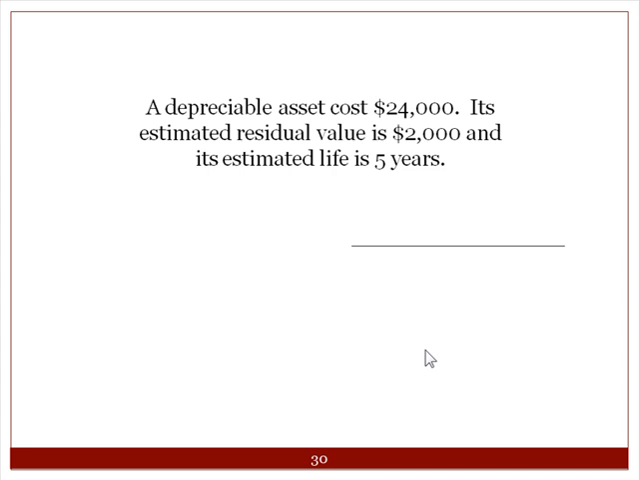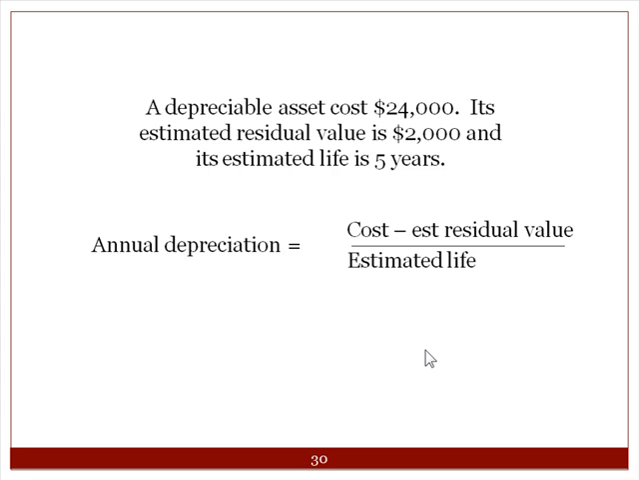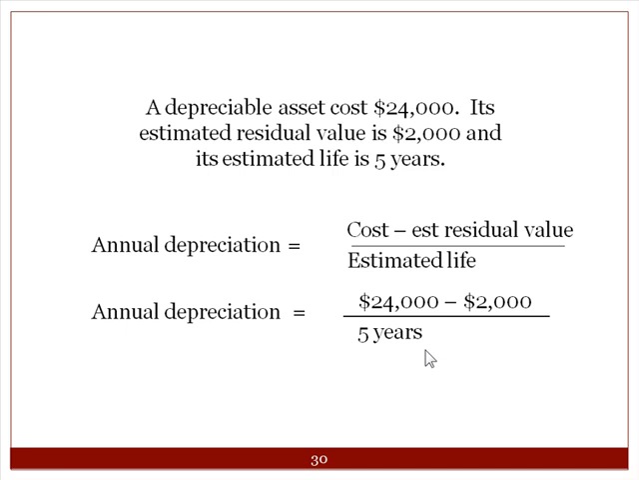So here's an example. A depreciable asset costs $24,000. It has an estimated residual value of $2,000, and an estimated life is 5 years. So you take your cost minus your residual value divided by your life, and that gives you annual depreciation of $4,400. Very straightforward, very simple, easy to do the math, easy to keep track of.